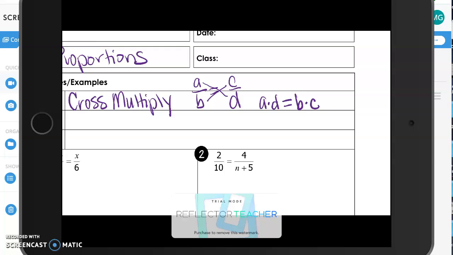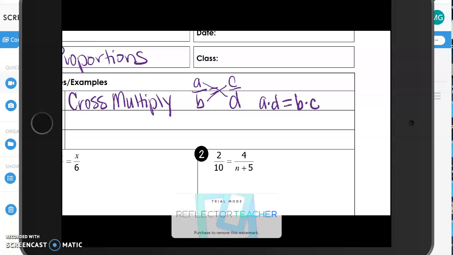Now it doesn't matter what order you actually put those in, as long as you do diagonal multiplying and then set it equal to the other one. So when I say cross multiply, that's what I mean. Take the top of one times the bottom of the other one, and then vice versa, and set those two products equal to each other.